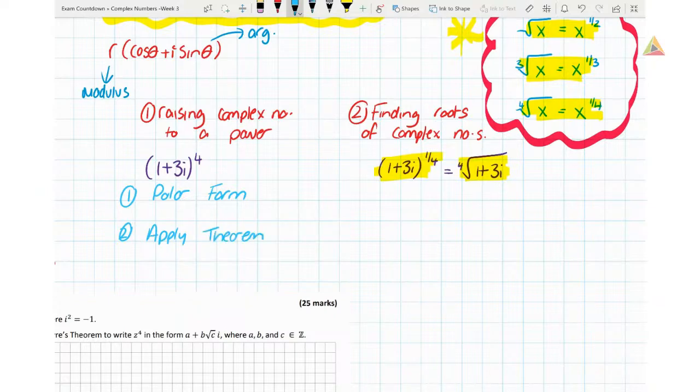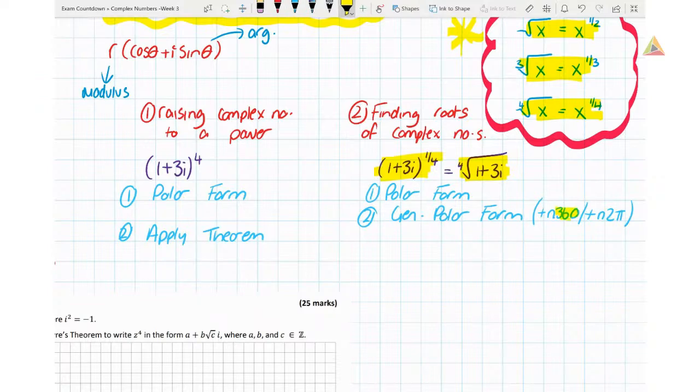We're going to have a look at that in a second. If I'm asked to find roots of complex numbers, the first thing I do again is write my complex number in polar form. The second thing I do is write my complex number in general polar form. All that means is to my argument, I add n times 360 if my angle is in degrees, or n times 2 pi if my angle is in radians. So 360 in degrees or 2 pi in radians, that's just one full rotation of the circle.